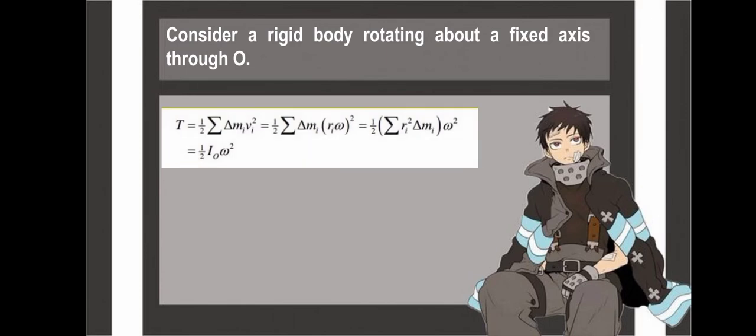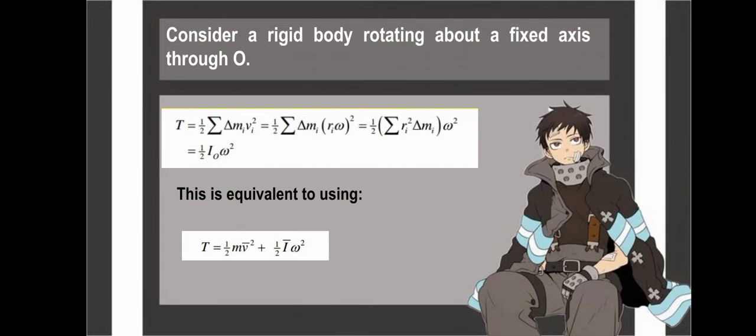Consider a rigid body rotating about a fixed axis through O. We can now say that the kinetic energy is equal to 1/2 summation of Δmi vi², which is equal then to 1/2 summation Δmi times (ri ω)². We just substituted the value of vi² into ri² ω². And now it is then equal to 1/2 summation ri² Δmi ω².